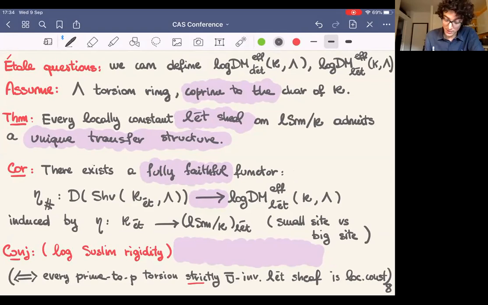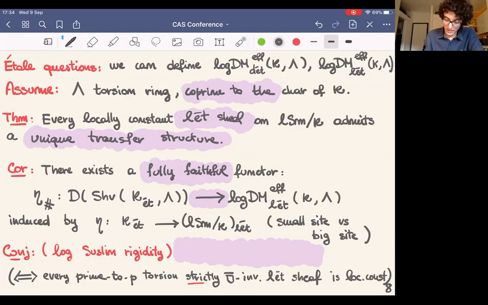So notice that I wrote K étale and not K log étale because there are no log modifications on the small side of K. I mean, K is just a field, so there's not much going on apart from étale covers of the field itself. So this is really the usual derived category of sheaves on the small side, and the more exotic thing is this logDM.